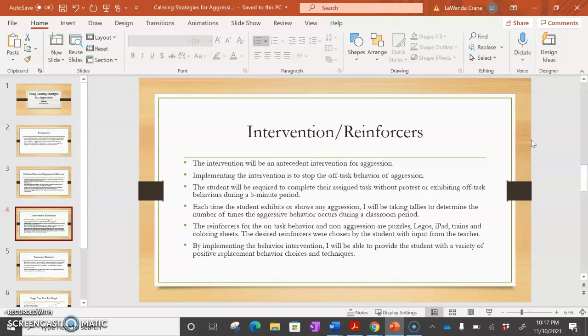The reinforcers for the on-task behavior and non-aggression are puzzles, Legos, iPad, trains, and coloring sheets. The desired reinforcers were chosen by the student with input from the teacher. By implementing the behavior interventions, I will be able to provide the student with a variety of positive replacement behavior choices and techniques.